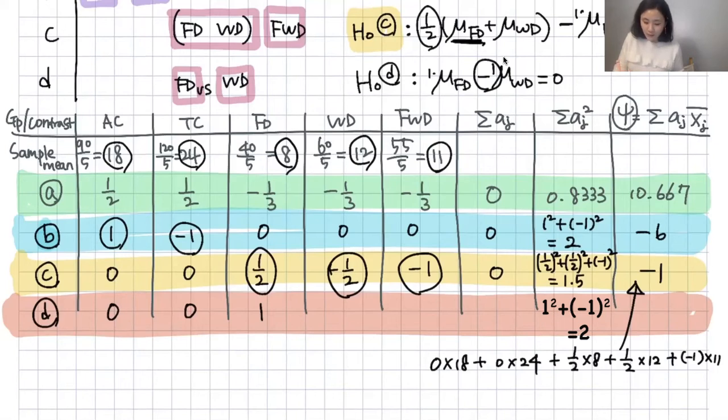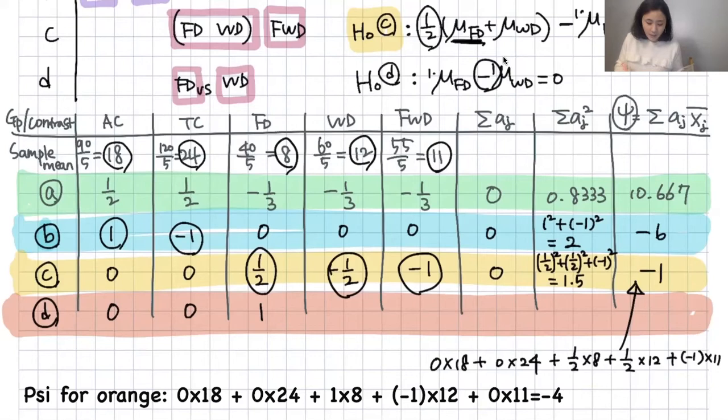And my psi for orange is 0 times 18 plus 0 times 24 plus 1 times 8 plus -1 times 12 plus 0 times 11. Because these are all 0, 8 minus 12 is -4.